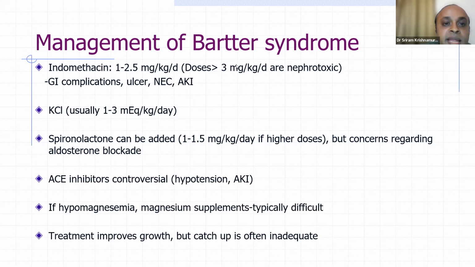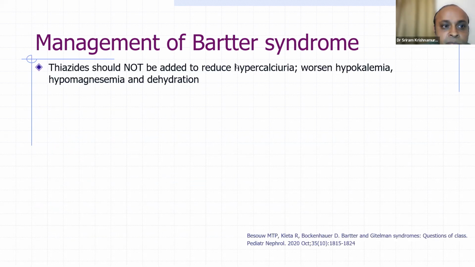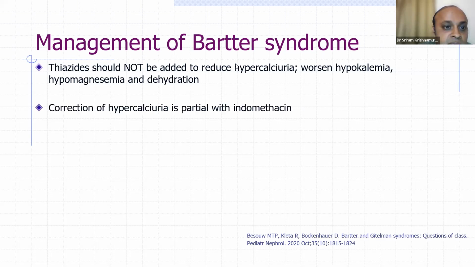Treatment improves the growth, but catch-up growth is often inadequate. Thiazide should not be added to treat hypercalciuria in Bartter. Indomethacin itself has been shown to reduce the hypercalciuria. And if you use thiazides, you may get more hypokalemia, you may get more hypomagnesemia, and you may worsen the dehydration.